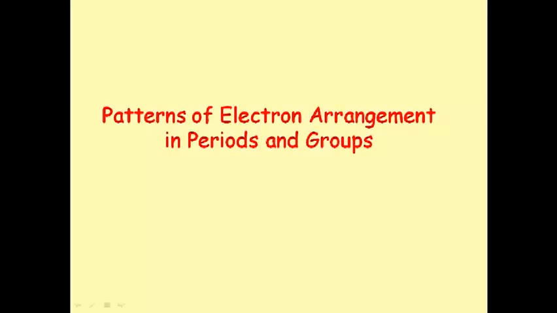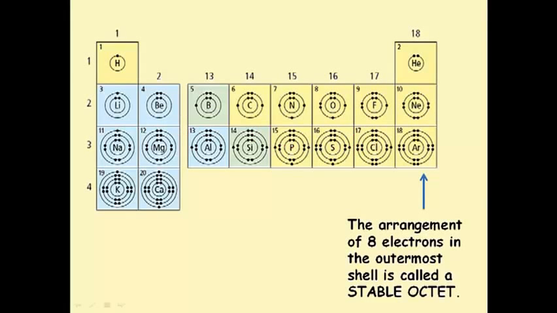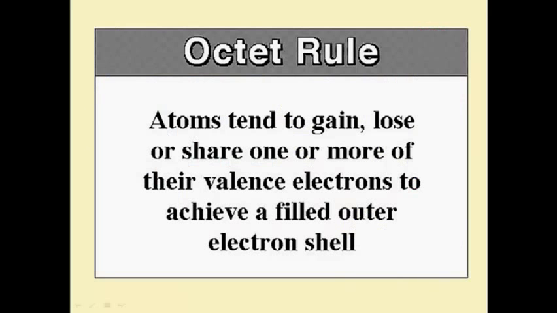Patterns of electron arrangement in periods and groups. There's a maximum of 2 electrons in the first shell, 8 in the second shell, and 8 in the third shell. Notice that the only elements with a full outer shell are noble gases. They are very stable. All atoms are unstable unless they have 8 electrons in their outermost shell. So they attempt to gain or lose electrons to have a full outer shell. The arrangement of 8 electrons in the outermost shell is called a stable octet. Atoms tend to gain, lose, or share one or more of their valence electrons to achieve a filled outer electron shell.